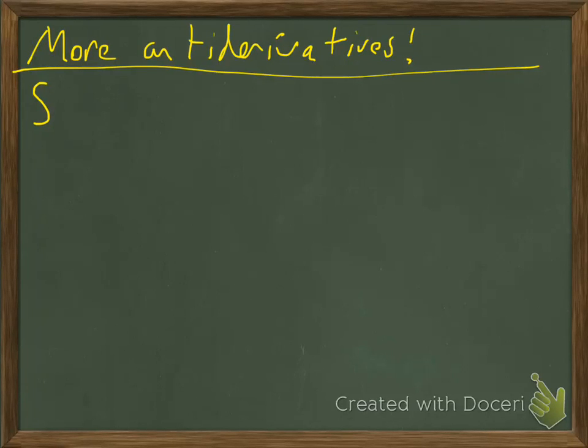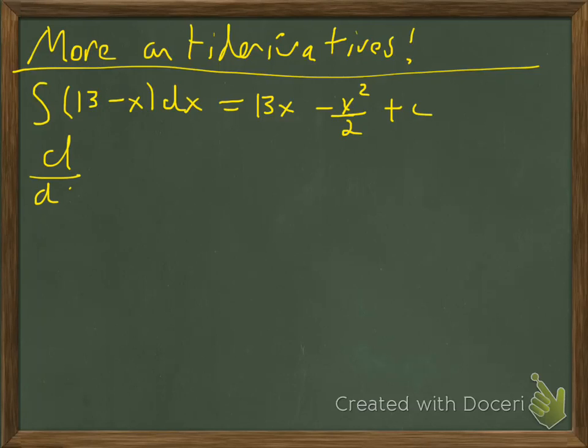Let's find some more antiderivatives. Let's find the antiderivative of 13 minus x dx. So the antiderivative of the 13 will be 13x, and the antiderivative of the x will be: add 1 to the exponent, divide by the new exponent, plus your constant of integration.